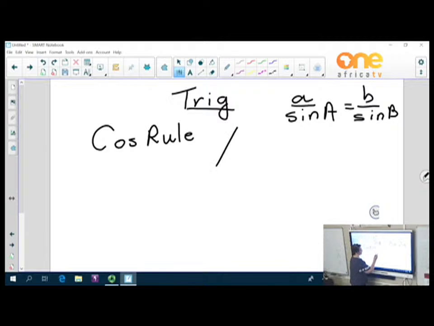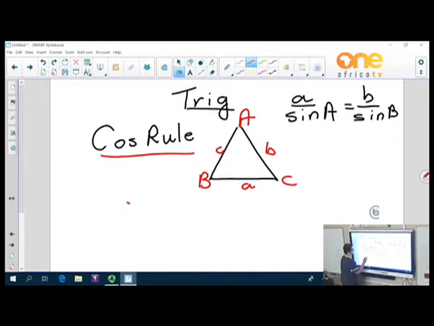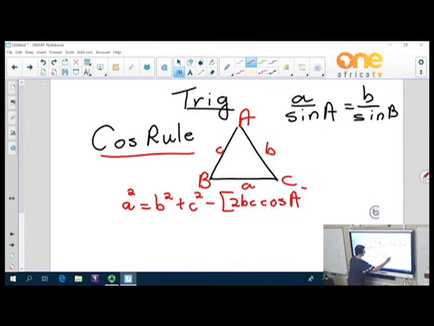Let's just go back on what we said in the beginning. If this is triangle ABC, then this is side a, b, and c. The small letter is opposite the angle. Now the cosine rule says a squared is equal to b squared plus c squared minus 2bc cosine A. And you will see there's always this correlation. This is the side that you want, and that is the angle that you're going to use.